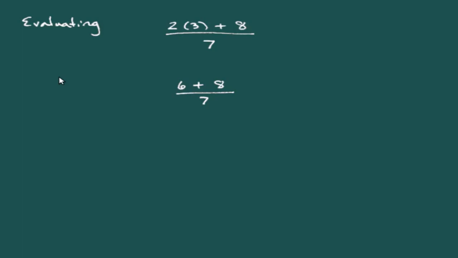Well, now we still have the operation of addition in the numerator, so we would do that. So 6 plus 8 is going to give us 14. Then we still have our division symbol, and we're dividing by 7. And so finally, 14 divided by 7 is going to give us a final answer of 2 for our expression.